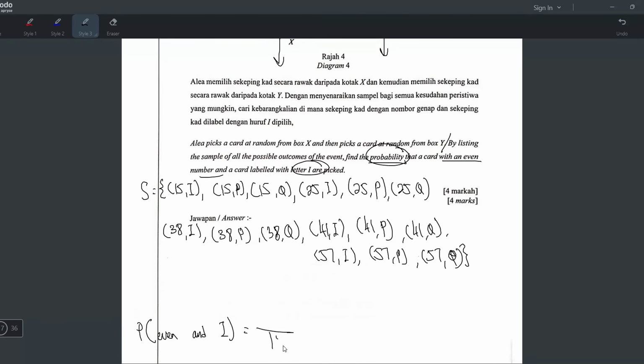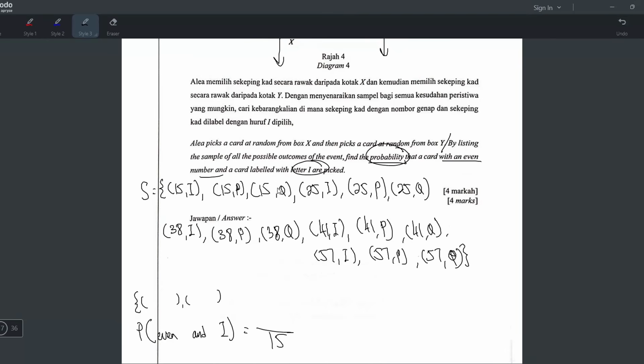So later mesti over 15. Yeah, because the total outcome is 15. And then atas kita tengok yang mana lah. But make sure you write down the outcome atas here. Okay, jangan malas. You have to write it. Kalau nak dapat full mark, kena tulis. So we have to write even and I lah. So even and I.